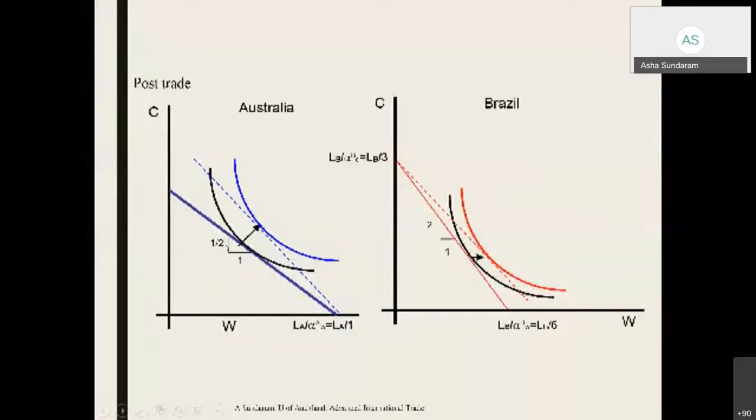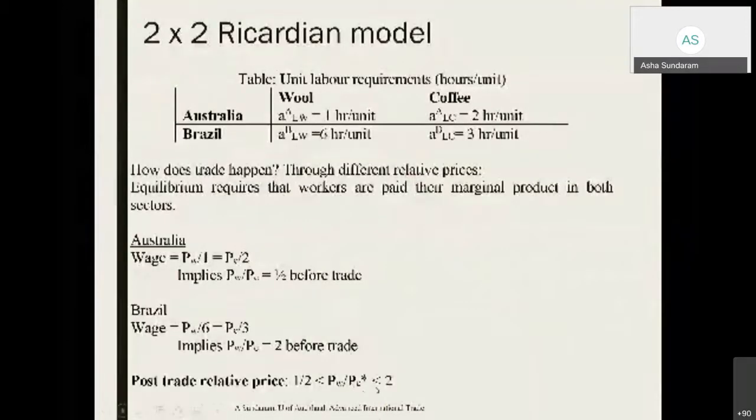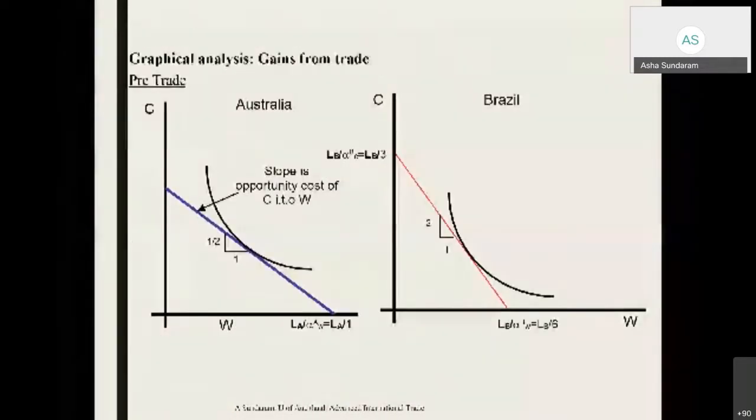So as you can see, if there's a massive rotation, what you will see is that you can get to a much higher indifference curve. So it depends on where that price ends up. Okay, this common price post-trade is going to end up somewhere in between half and two. So depending on where that lands up and what drives that, that's really world demand and supply.